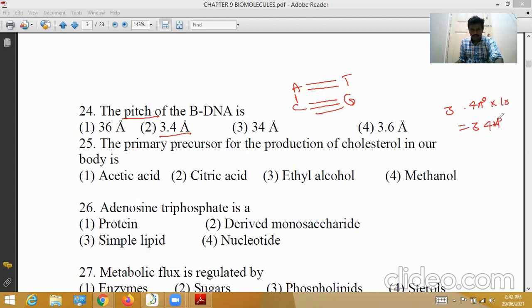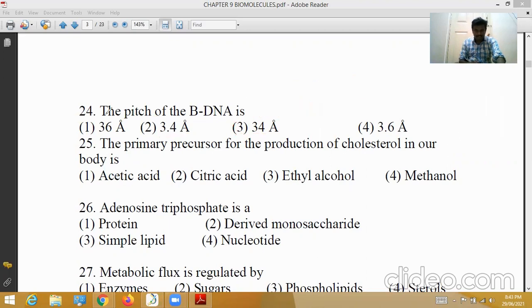34 angstroms. So 24th question, the correct option is the third option. Here, the second option is wrong. Why is it wrong? Because in one pitch, base pairs are 10. In between two, the distance between base pairs is 3.4 angstroms. When it is multiplied, it is 34 angstroms. So for this 24th question, the correct option is 34 angstroms.